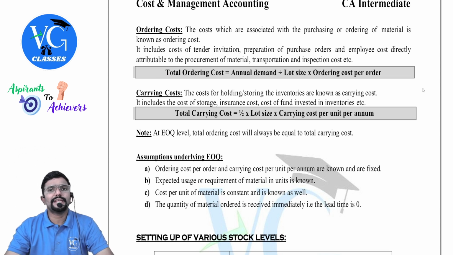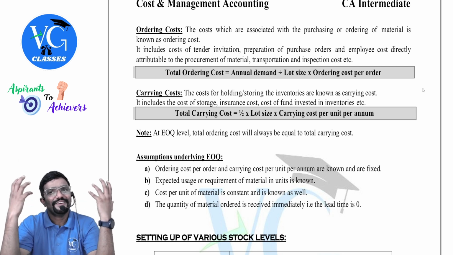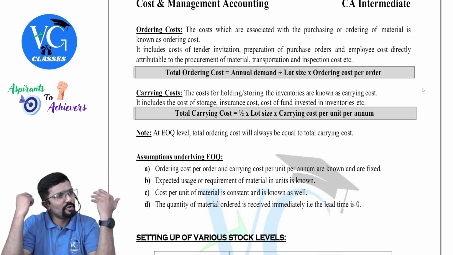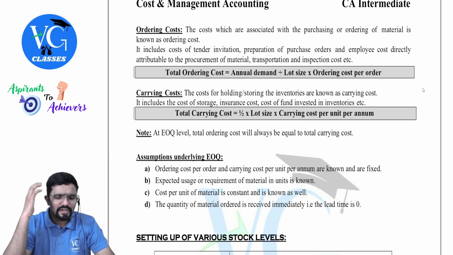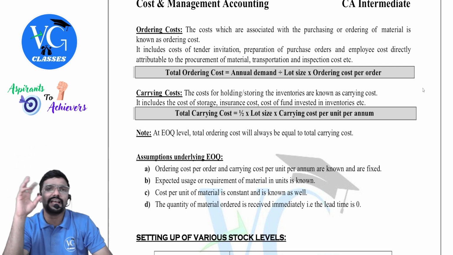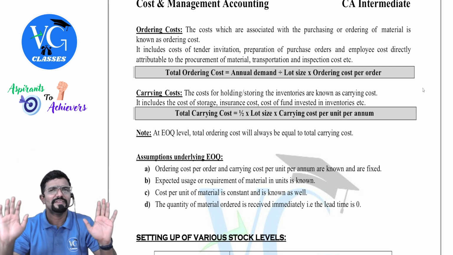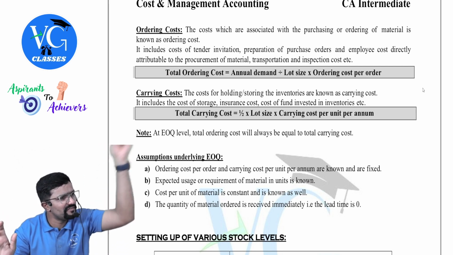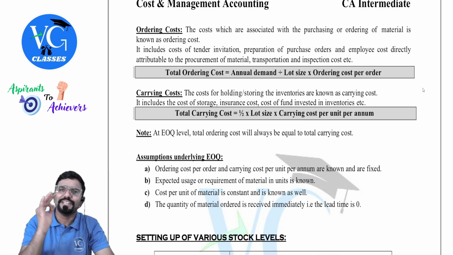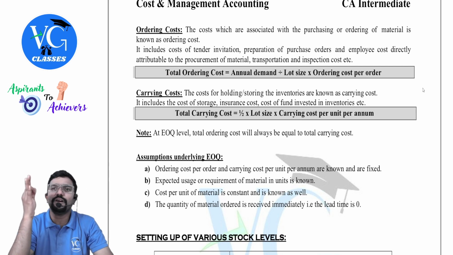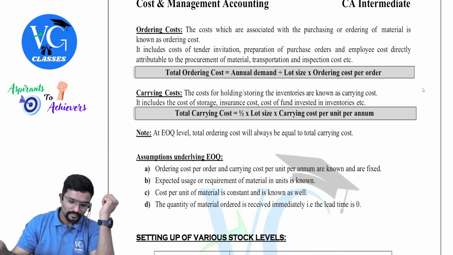Guys, please don't get confused. Whatever topic we are covering now is other than valuation of material. We have already done valuation of material: how do we calculate the value of material when we have purchased. Now don't get confused. Sir, there we treated the carrying cost like this, ordering cost like this, freight inward like this. No, don't worry. That was to calculate the value of inventory when we purchase. Now we are not doing that. What are we doing? Sir, how much quantity should I purchase, so that my cost is minimum. So don't get confused in between this, guys.